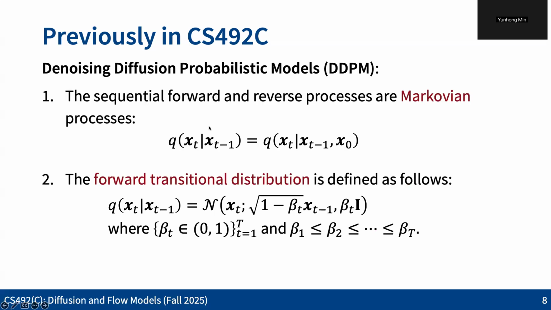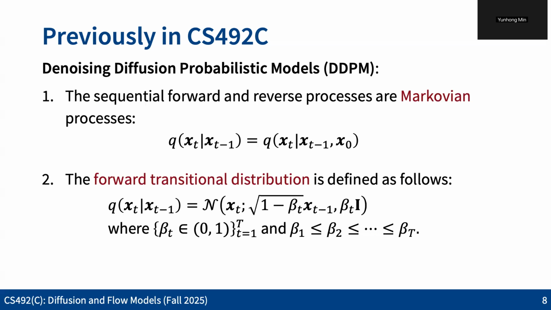And also, we are going to specifically define the forward transition distribution in this way. So you can see that this is defined as a Gaussian distribution. And you're going to see that we are defining many things as Gaussians. There are other versions that don't define this as a Gaussian, but something else. But we're going to keep it simple by making it Gaussian.